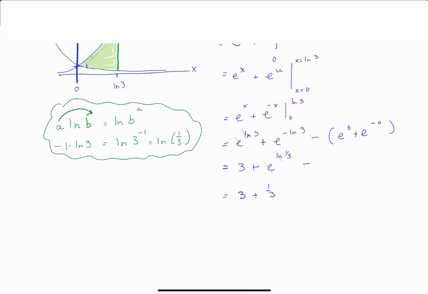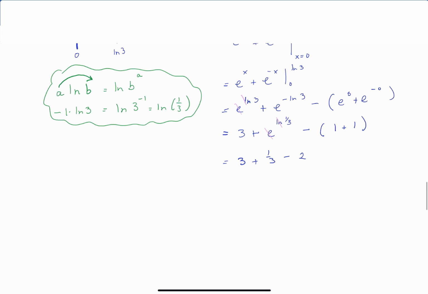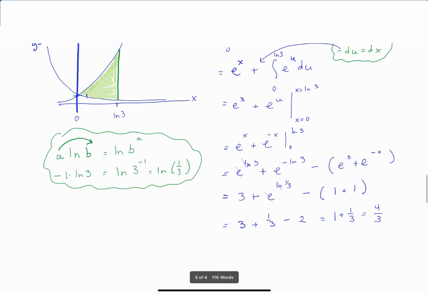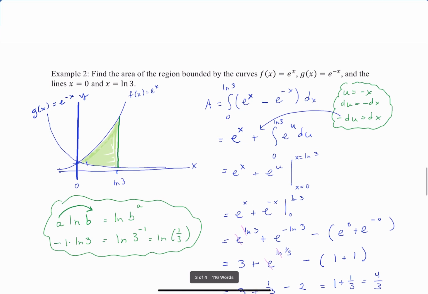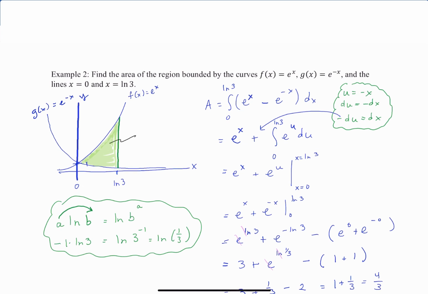Let's finish off each line though. In the parentheses, e to the 0 is 1, e to the minus 0 is also 1. So we have 2 in parentheses, so we're subtracting 2. Combining terms, 3 minus 2 is 1. And 1 plus 1/3 is 4/3. In other words, we have just determined that the area of this shaded region is 4/3.